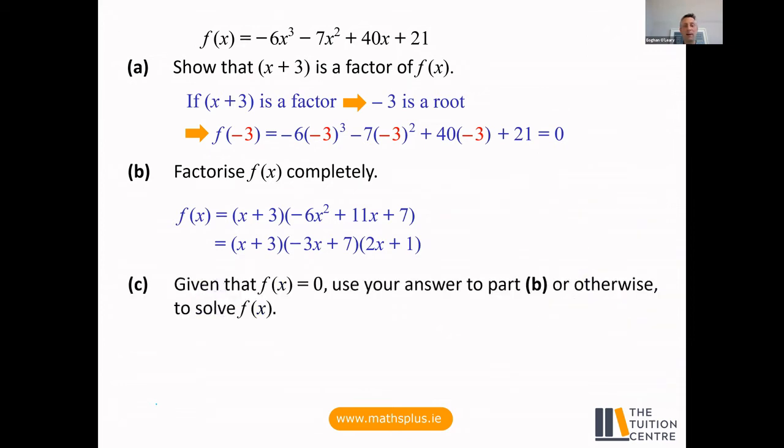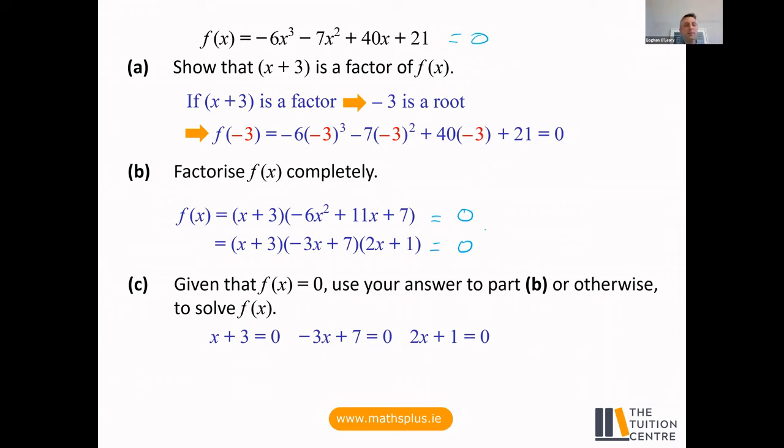The next part, part C, asks me to solve f of x equals naught. So I could do it in a number of ways, but the way I'm going to do it here is I'm just going to use my factors. I know that if my original function is equal to 0, it was a cubic, well, my original linear times my quadratic would be equal to 0, or my 3 linear functions multiplied together would be 0.